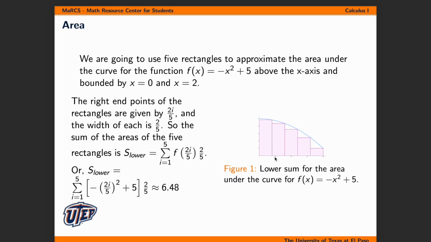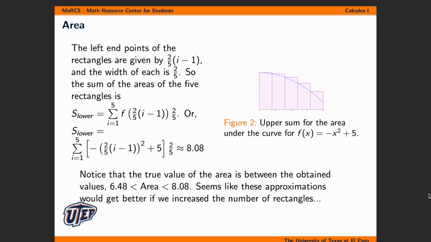So we multiply the length times the width for the first rectangle, and we do that for all 5. So we can denote that as our sum from i equals 1 up until 5 of the respective lengths for i, times the width. So once we carry that out, we will get that the sum of the areas is approximately 6.48. And then this figure 1 shows the lower sum for the area under the curve for our function f of x. Now we will be taking the upper sum.